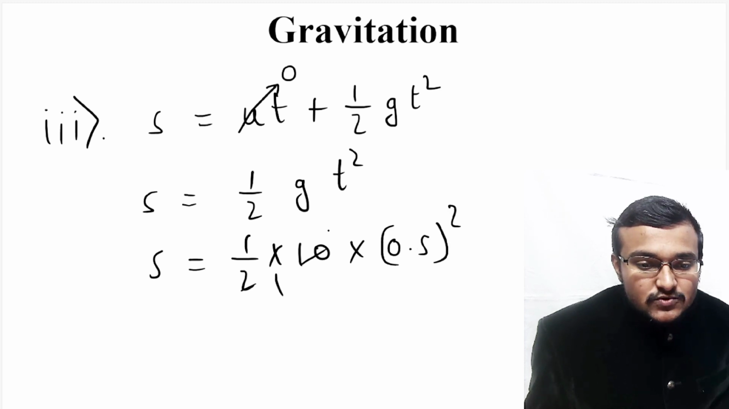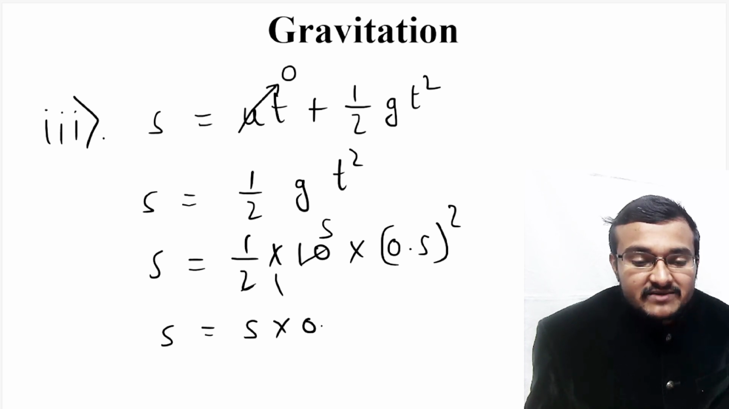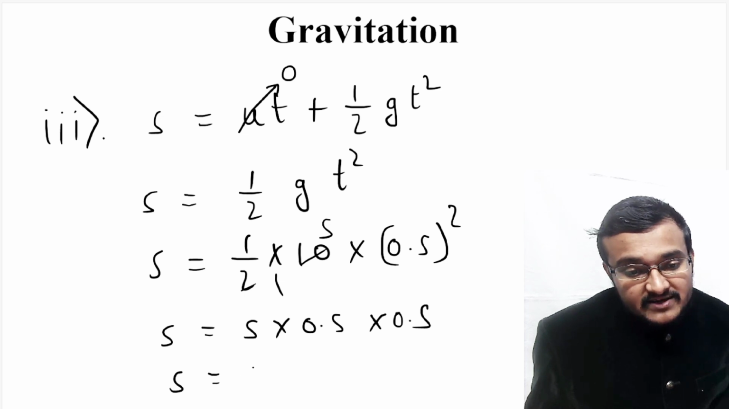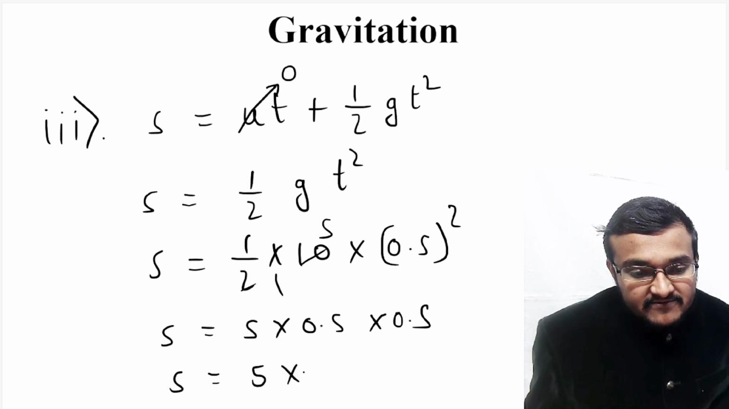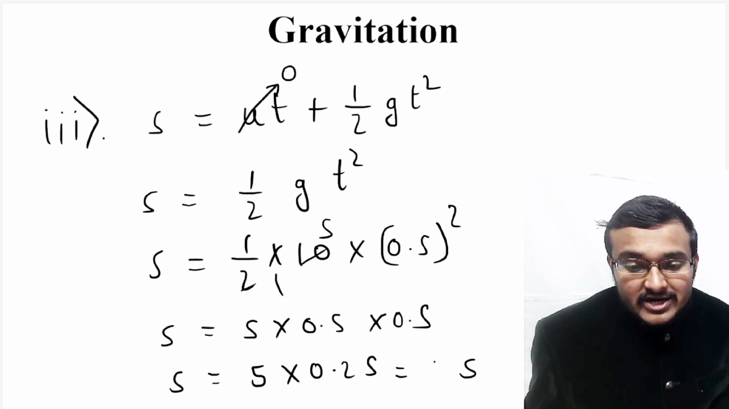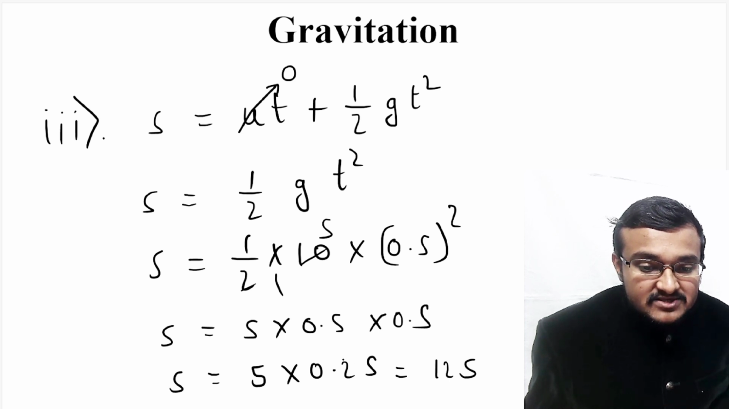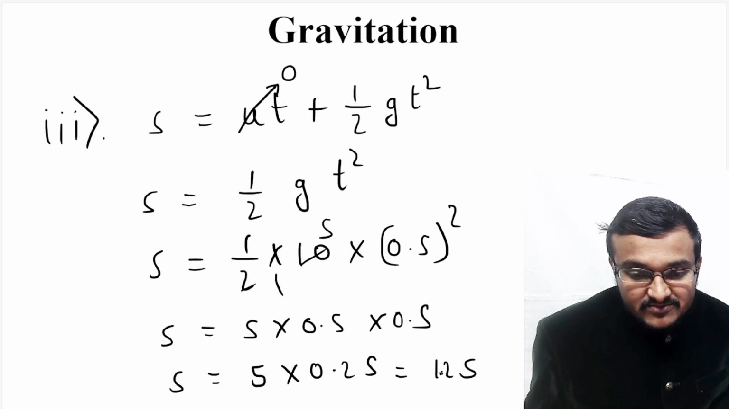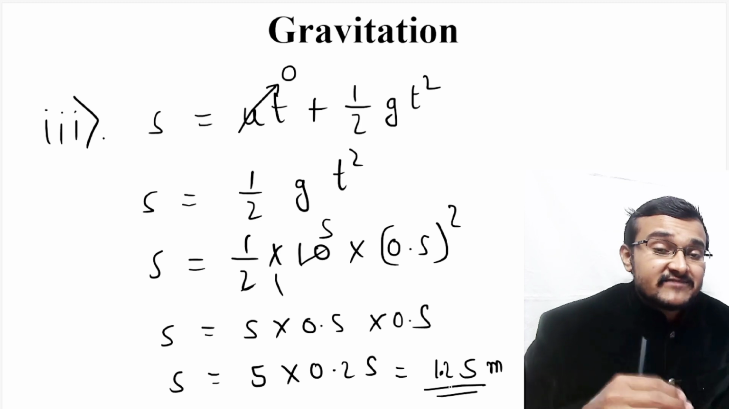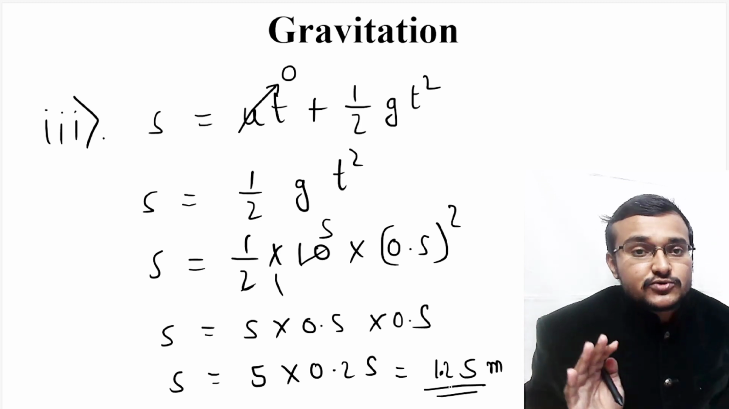So now 2 ones are 2, 2 5s are 10. So S is equal to 5 into 0.5 square, which means 0.5 into 0.5. 0.5 into 0.5 is 0.25. So 5 into 0.25 will be there. 5 5s are 25, so 5 will be there, 2 carry. 5 2s are 10, 10 plus 2 is 12. So 125. After 2 decimals you have to put the decimal point. So 1.25 meter. This is the height from which the car has fallen down to the ground.